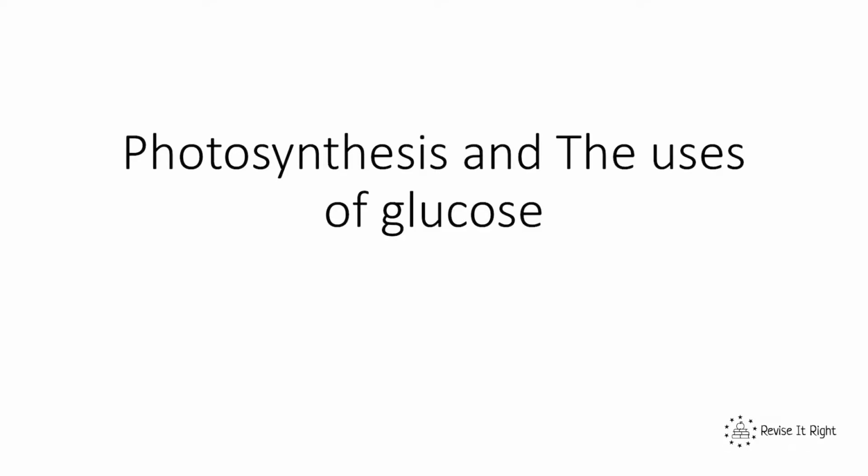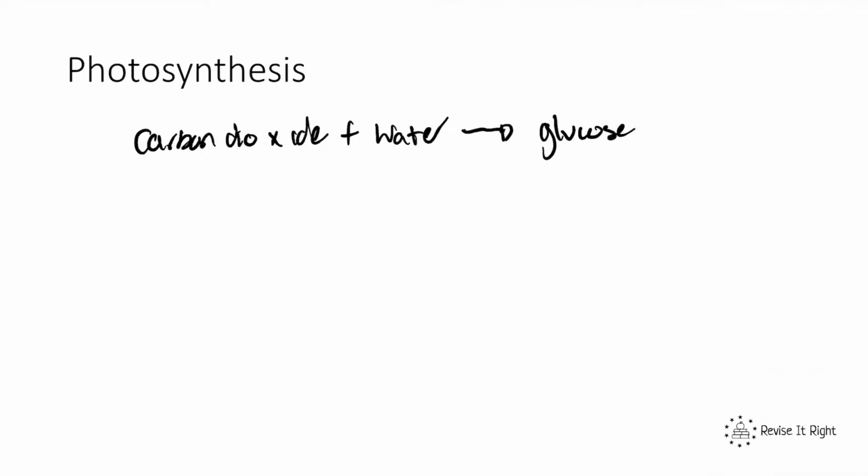This video is about photosynthesis and the uses of glucose. Photosynthesis is the reaction that produces glucose from light. The plant takes in carbon dioxide from the atmosphere and combines this with water that it takes from the soil to produce glucose, which it then uses for various things, and we'll talk about this in a second, plus oxygen, which diffuses out of the stomata into the atmosphere.